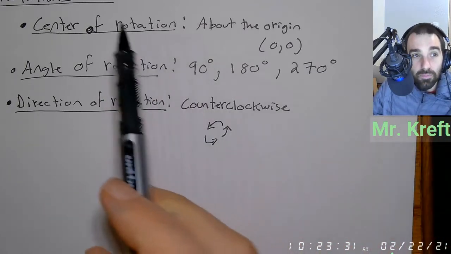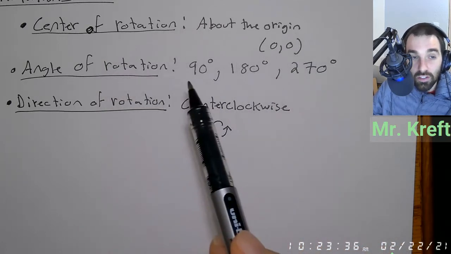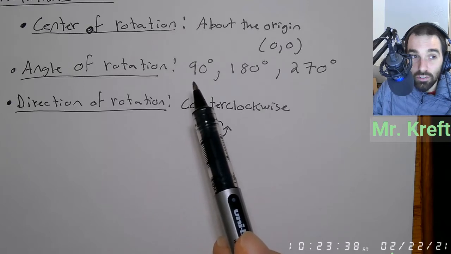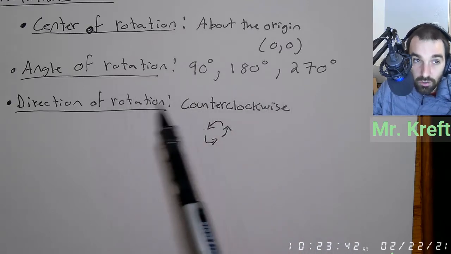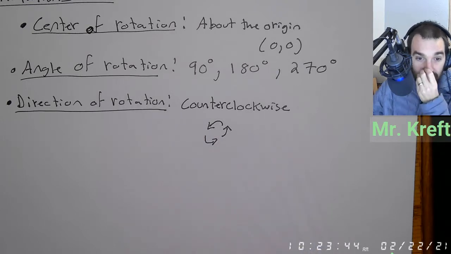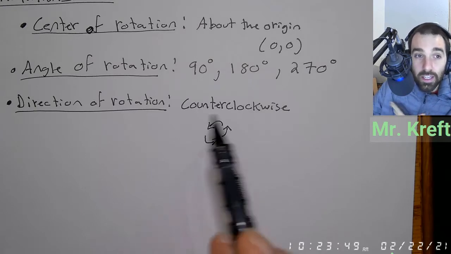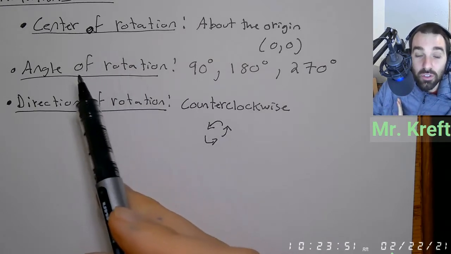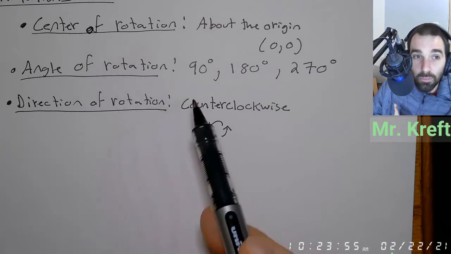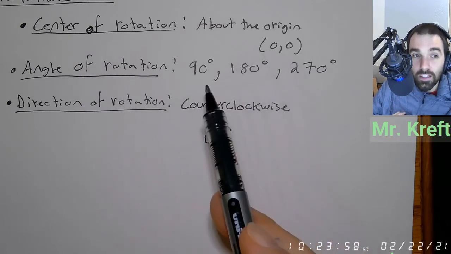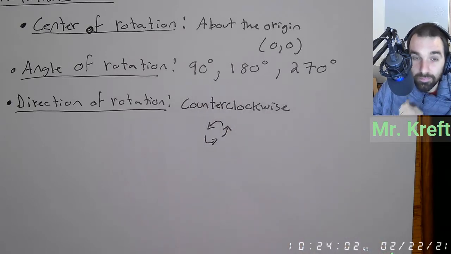For our class this year, the center of rotation is always going to be at 0, 0. The angle of rotation, we're only going to do 3 types of rotations, 90, 180, 270. And our direction is always going to be counterclockwise. So you'll see in your homework, it won't tell you the direction. Sometimes it tells you the center. But you can always just assume that the center will be at 0, 0. You're going to only do one of these 3, and the direction will always be counterclockwise.